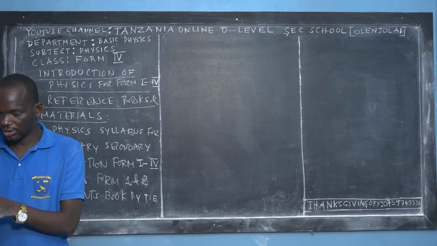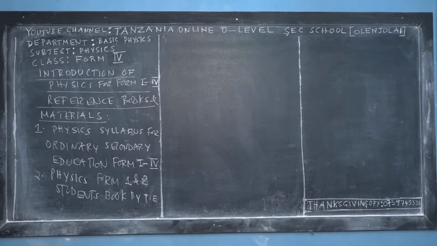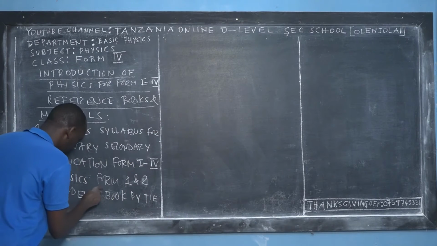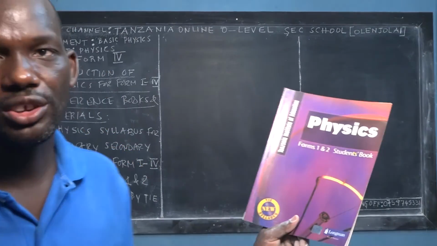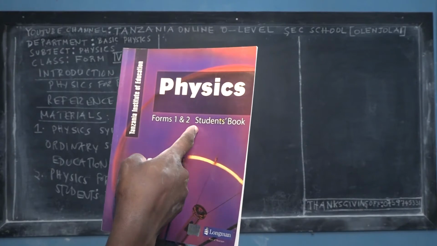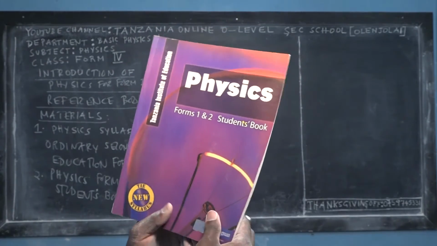Okay, so for this case, we have the book. Let me just show you a sample of this book so that you can enjoy the beauty of physics. We have that book, we call it Basic Physics for all level students. So this is Physics for Form 1 and 2, Students' Book, with an apostrophe here: students' books. So this is the book, right? Physics for Form 1 and 2 Students' Book by Tanzania Institute of Education. If you don't have this book, it is useful for Form 1 and Form 2.